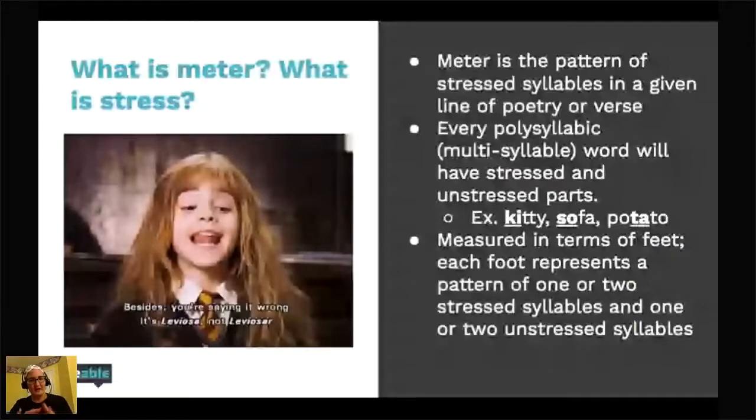So meter, breaking it down, is just the pattern of stressed syllables in a given line of anything, but specifically poetry. Everything that you say has stressed or unstressed parts. Every single word, every single phrase you say, you put stress on specific parts of that word.